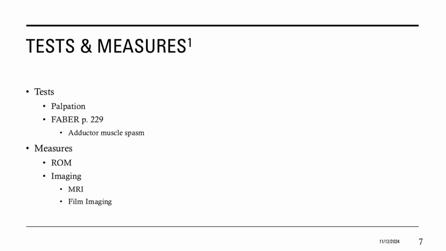You could also have the patient perform a resisted sit-up with palpation of the inferolateral edge of the distal rectus abdominis, which could produce symptoms. Another test you could do is the FABER test, and you could also look at their range of motion. With this condition, range of motion in one or both hips could be limited, and as far as imaging goes, you could use an MRI or film imaging.